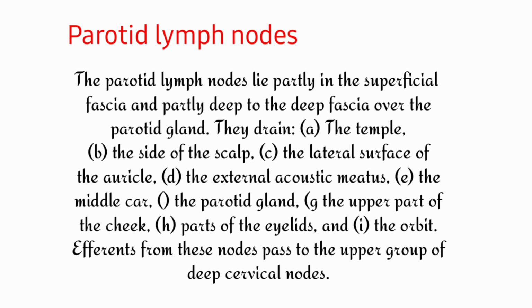The parotid lymph nodes lie partly in the superficial fascia and partly deep to the deep fascia over the parotid gland. They drain the temple, the side of the scalp, the lateral surface of the auricle, the external acoustic meatus, the middle ear, the parotid gland, parts of the eyelid and the orbit.